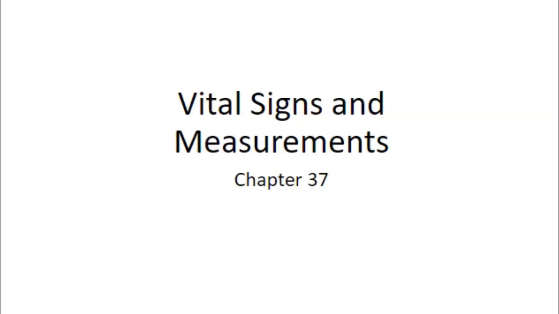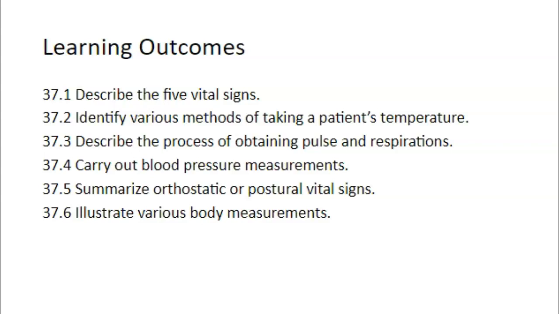Okay, in this chapter, chapter 37, we're going to cover vital signs and measurements. The different outcomes we're going to look at here are describing the 5 vital signs. The first 4 would include temperature, pulse, respirations, and blood pressure. And then we kind of discussed the 5th one already as being pain.